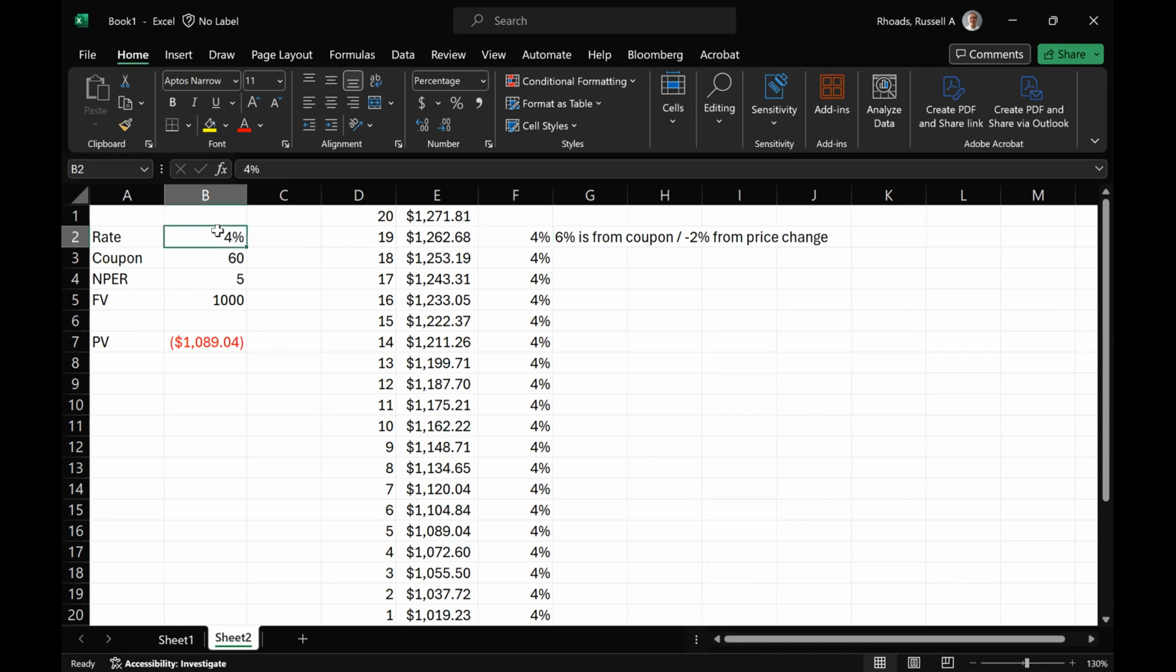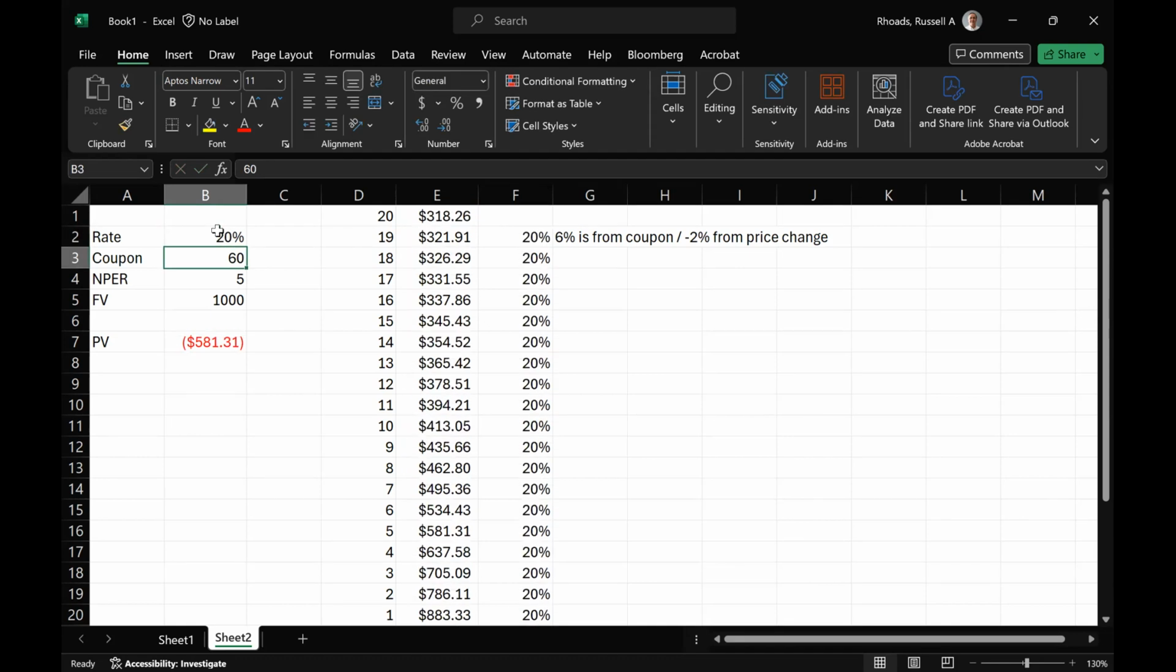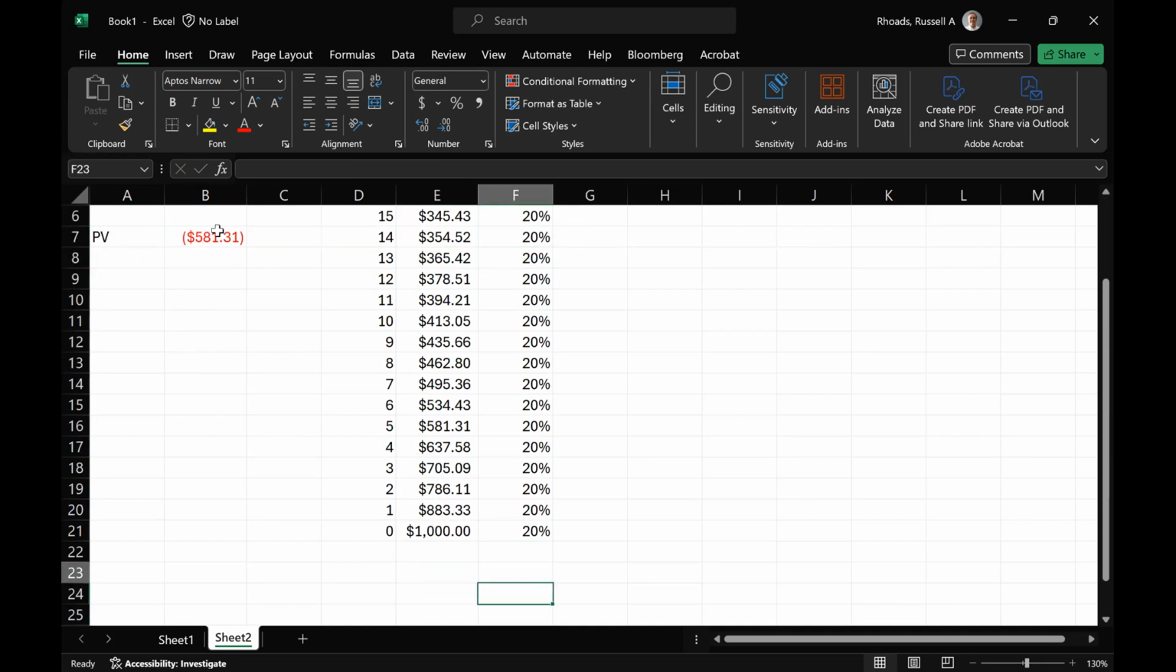Or let's do something fun. Inflation is out of control. Powell sucks. Yeah. This is 6% from the coupon and 14% from the bond price change. Never shown it like this before.